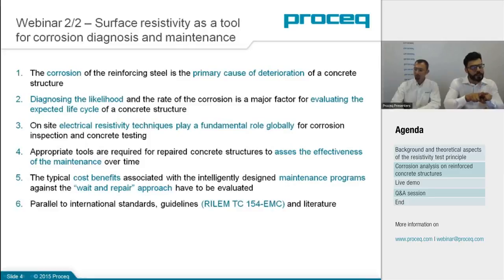And all of this, as long as you stay in parallel with the international standards and guidelines, for example RILEM, and the available literature, you should get your expected result and the evaluation that you really need.